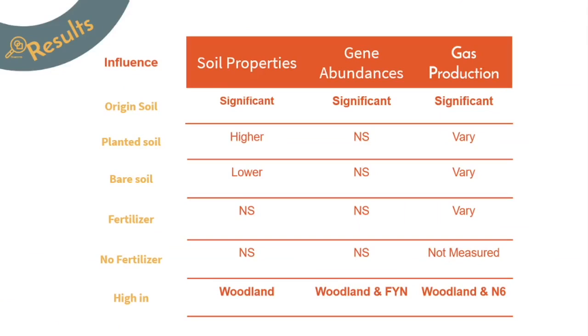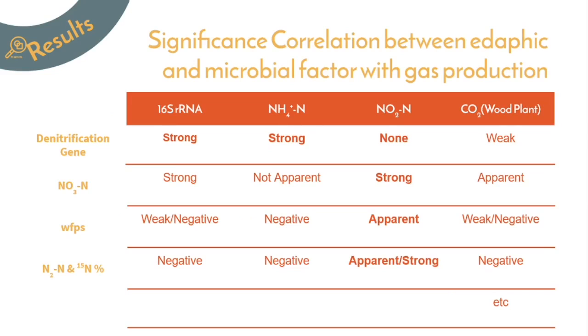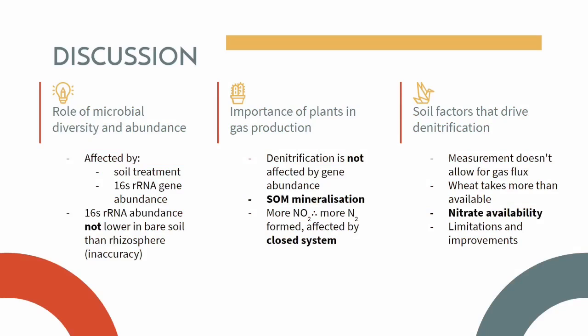The result shows that the origin soil has the most significant influence on soil properties, gene abundance, and gas production, especially in woodland soil, while the presence of plants has various influence, and the presence of fertilizer again has the least influence. Correlations are observed between denitrification genes and bacterial abundance and ammonium. Nitrous oxide has no relation with denitrification genes, but it correlates with the nitrogen isotope, water-filled pore space, and strongly with nitrate. So there are three major points that we discussed in this paper.